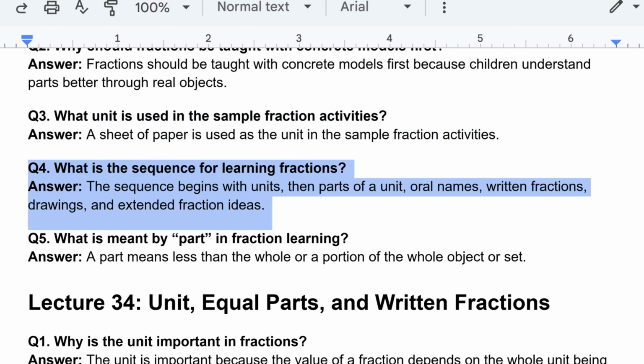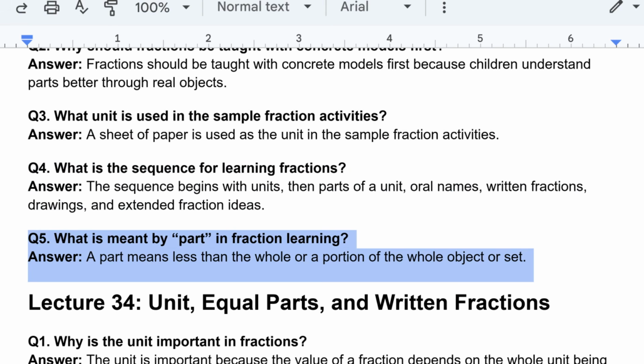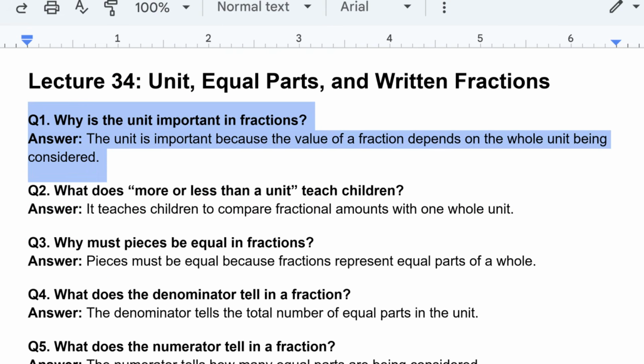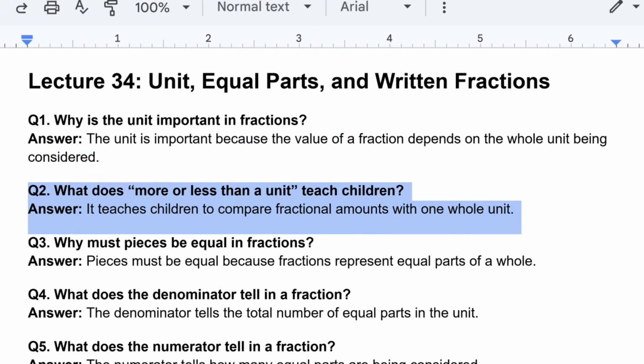What is the sequence for learning fractions? The sequence begins with units, then parts of a unit, oral names, written fractions, drawings, and extended fraction ideas. What is meant by part in fraction learning? A part means less than the whole or a portion of the whole object or set. Why is the unit important in fractions? The unit is important because the value of a fraction depends on the whole unit being considered.